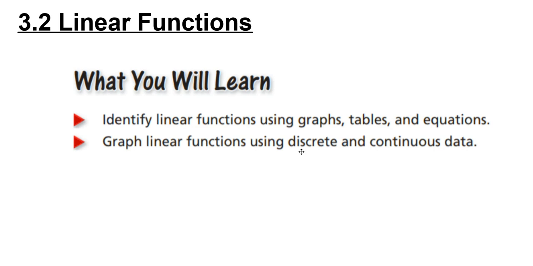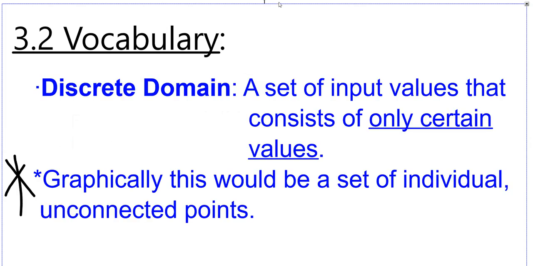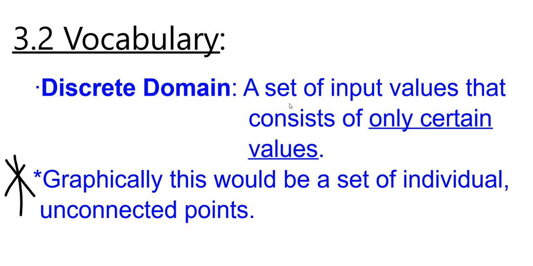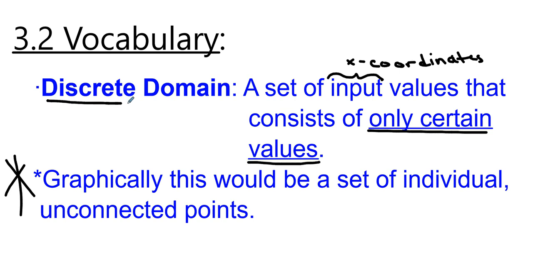So discrete versus continuous domains. So here we go. Discrete domain. A discrete domain is a set of input values. Again, if we're talking x and y coordinates, we're talking about x coordinates for the domain. And it consists of only certain values, and I've got that underlined because that is the key point right there for being a discrete domain. You have only certain values in a discrete domain. And then graphically, this would be a set of individual unconnected points.